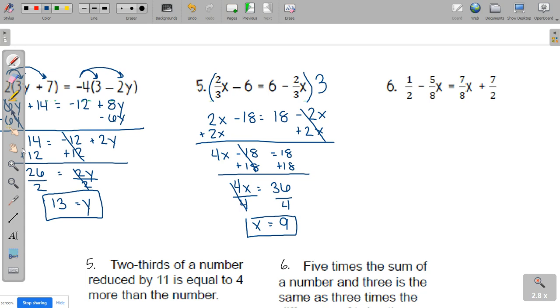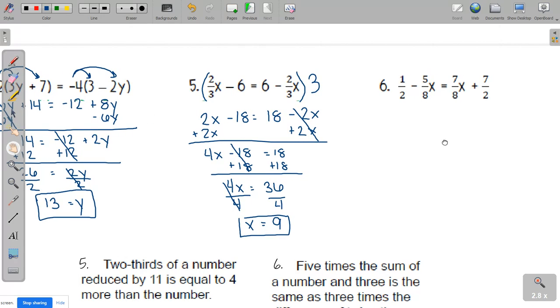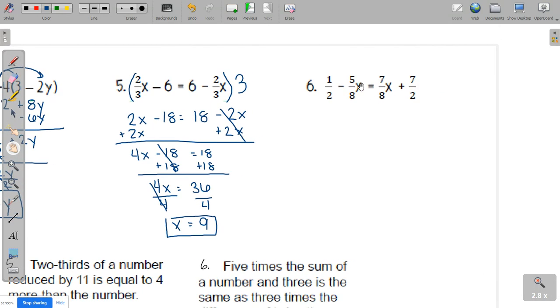Okay. For number 6, we're going to do the same thing. We have these fractions. So let's work with whole numbers. So like we did before, we're going to multiply the whole equation by the denominator of the fraction. Here in this case, we have a 2 and an 8 as our denominator. So we're going to multiply by the larger number. So multiply by 8.